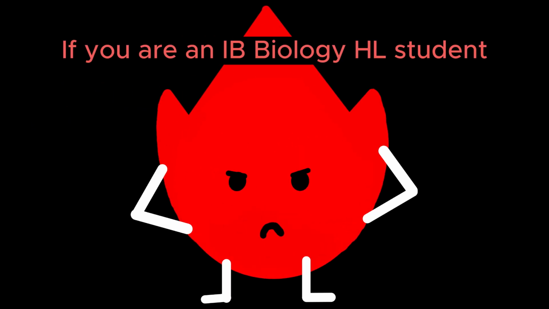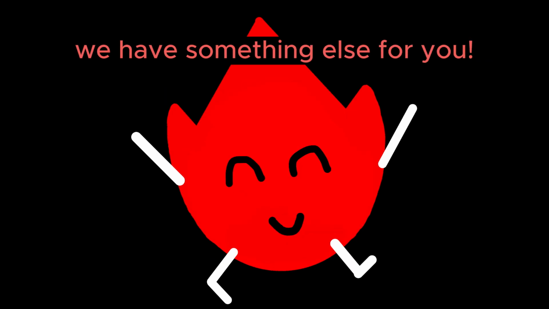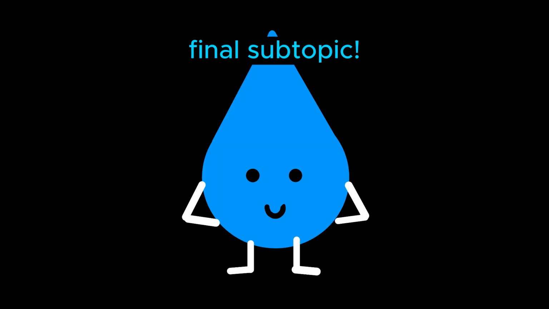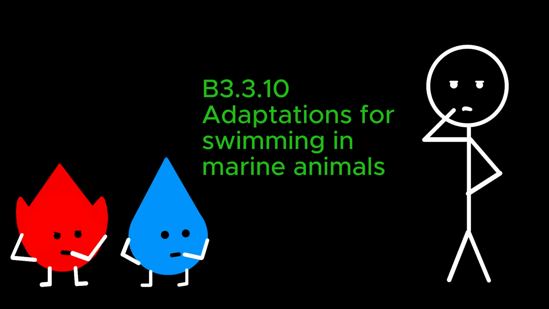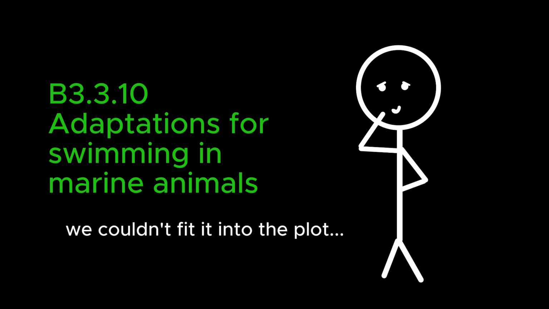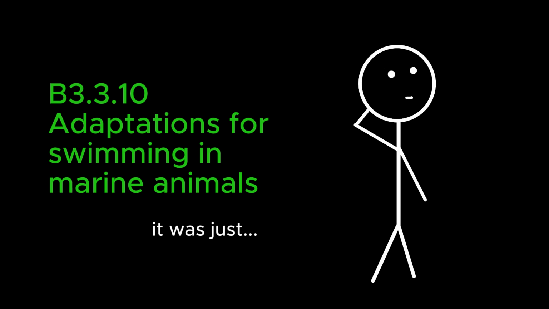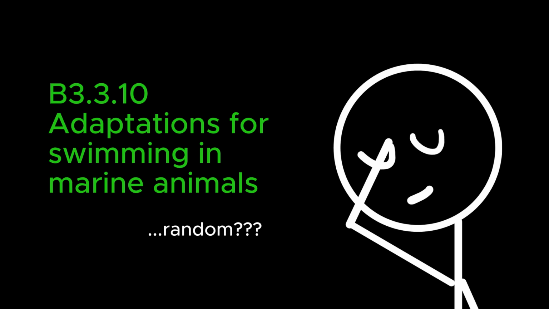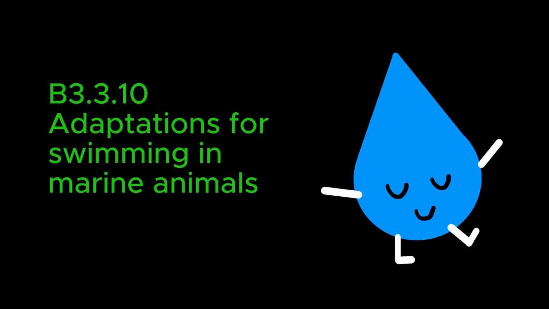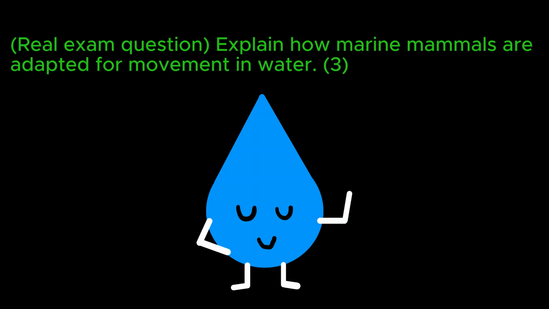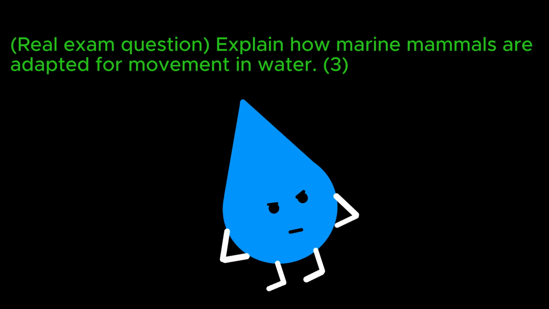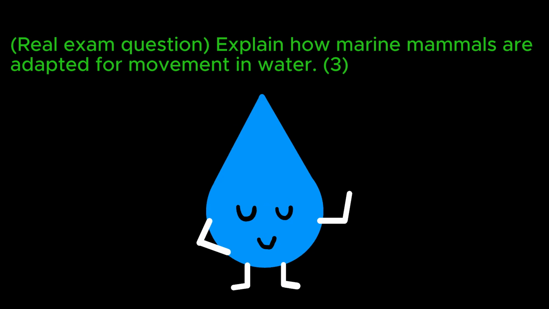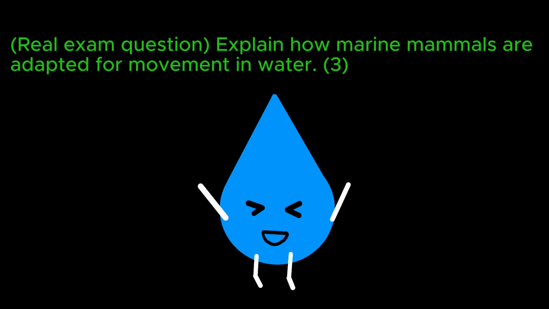If you're an IB Biology HL student, we have something else for you. There's a final subtopic you need to know for this topic: adaptations for swimming in marine animals. We couldn't fit it into the plot of this video because it was just so random. It's quite straightforward though. If you can answer this question, you know the entire topic. Explain how marine mammals are adapted for movement in the water. Pause the video, answer the question, and press play when you're ready to know the answer.